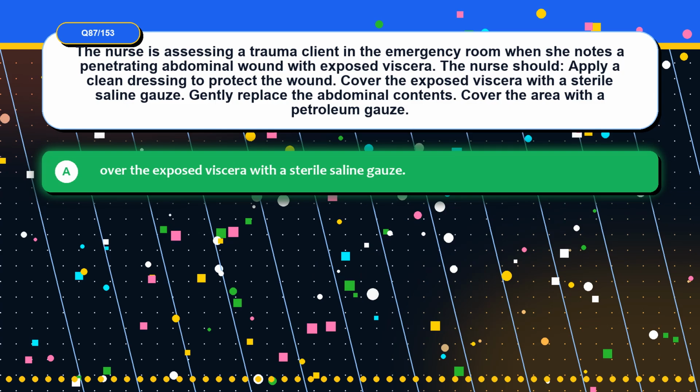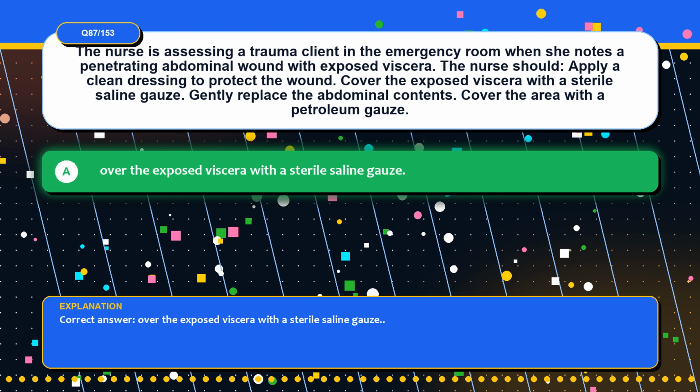The correct answer is option A. Cover the exposed viscera with a sterile saline gauze.